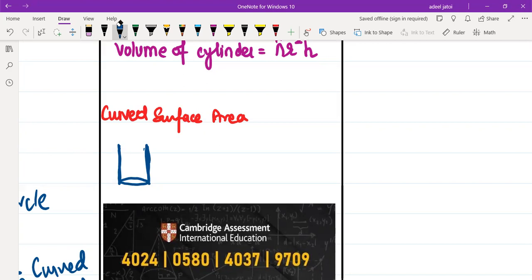And obviously, when we are talking about the boundary of the circle, we are talking about the circumference. And the circumference formula is 2 pi r. So the formula will be 2 pi r multiplied by h. This will be 2 pi r multiplied by h.